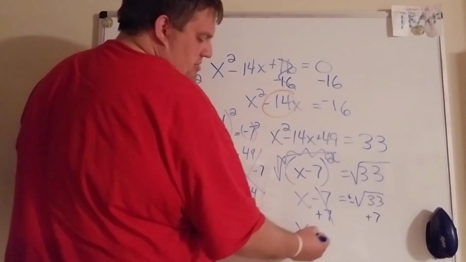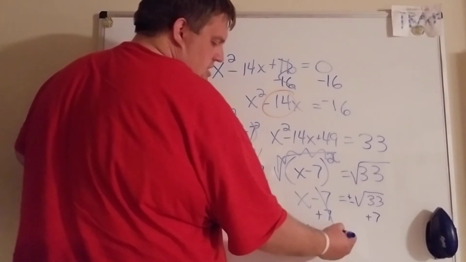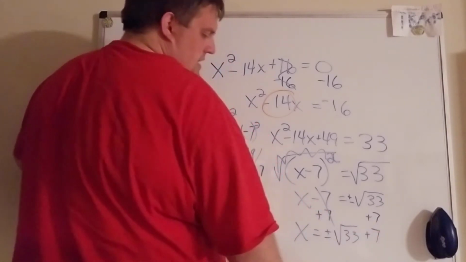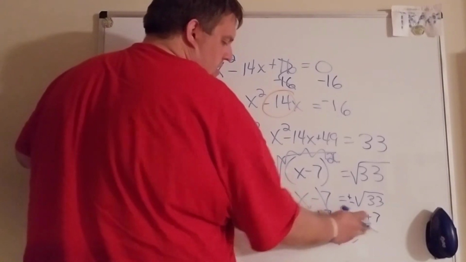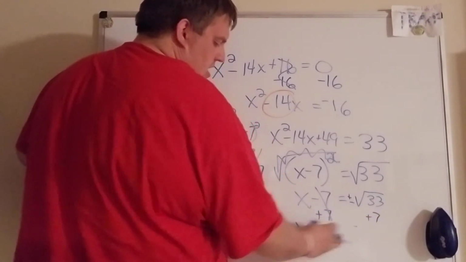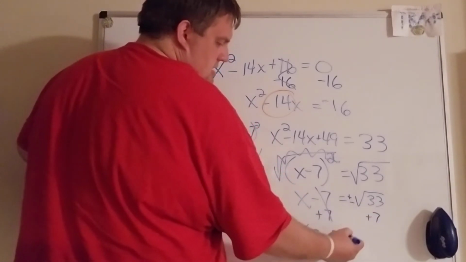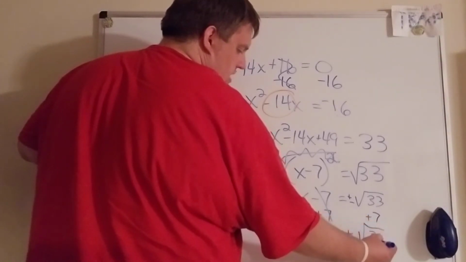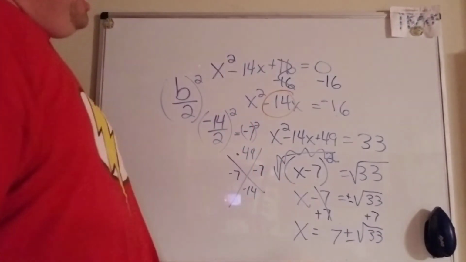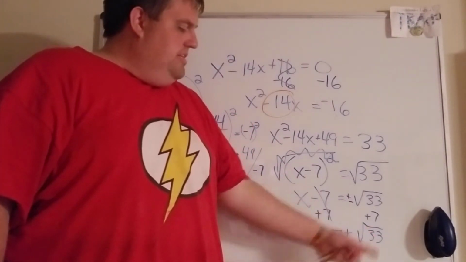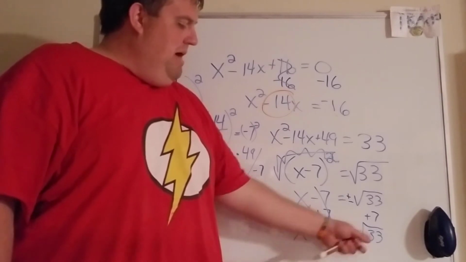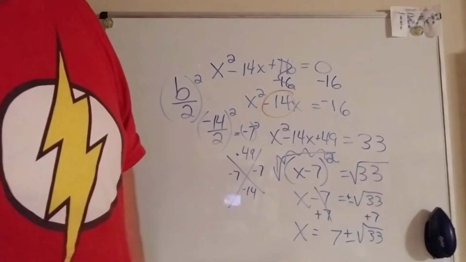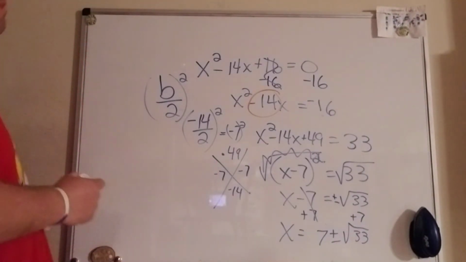And so my solutions here are going to be plus or minus the square root of 33 plus 7. Or a better way to write that probably is just say 7 plus or minus the square root of 33. That's better, because if we do 7 plus this, that's going to give me one answer, and 7 minus this will give me my other answer. Yeah, cool. So that right there is my completing the square.